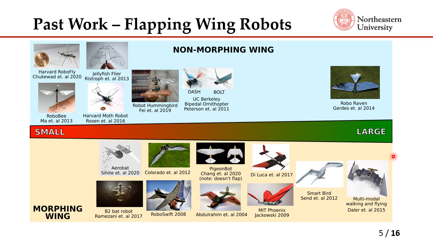So there are a lot of examples of flapping wing robots, and we're currently trying to achieve something on a medium to small scale. This Aerobat has a wingspan of around 60 to 70 centimeters, and is currently estimated to weigh somewhere between 25 to 30 grams.